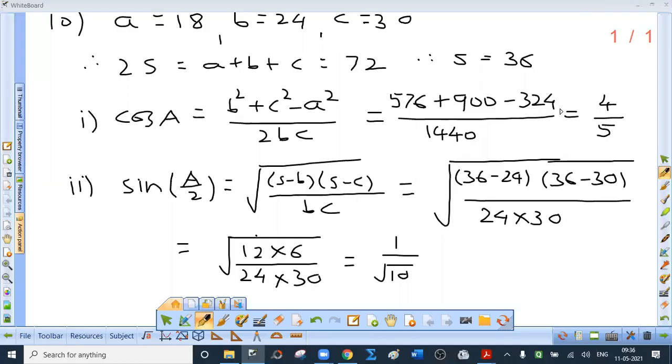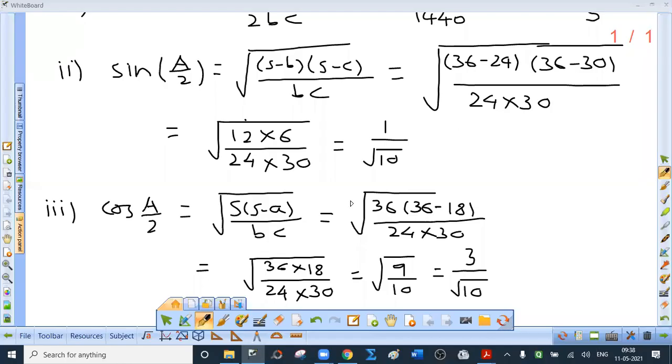So cos A comes out to be 4 by 5 and sin A by 2 comes out to be 1 upon root 10. Cos A by 2, you may say, sir, sin square A by 2 plus cos square A by 2 is 1, so cos square A by 2 is 1 minus... Yes, that is correct. But here we will use the formula only to get 3 by root 10.